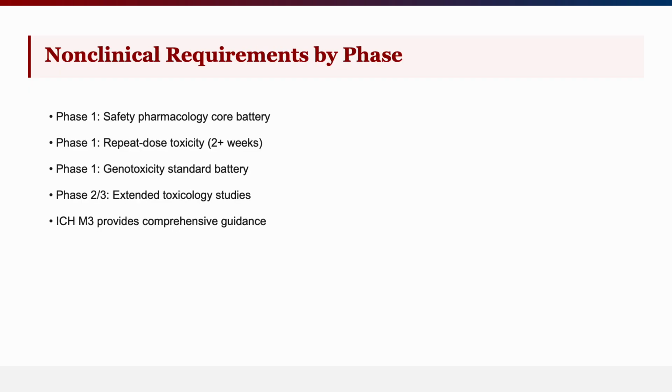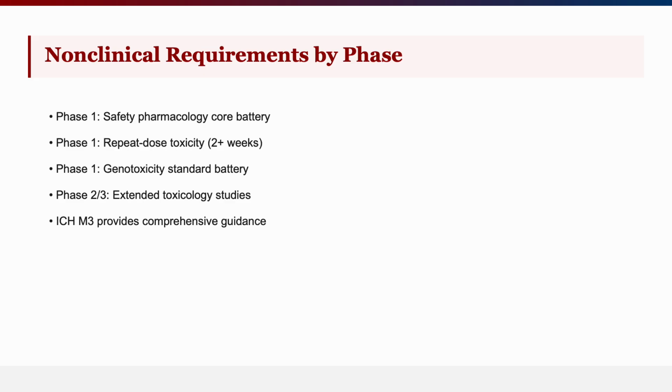Let me summarize non-clinical requirements by clinical phase for Health Canada CTAs. For phase 1, you need the safety pharmacology core battery, repeat dose toxicity studies of appropriate duration, typically 2 weeks minimum, and the genotoxicity standard battery. For phase 2 and 3, toxicology study duration extends to match clinical exposure. Reproductive toxicity becomes important when including women of childbearing potential.